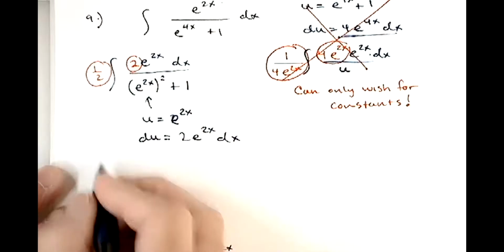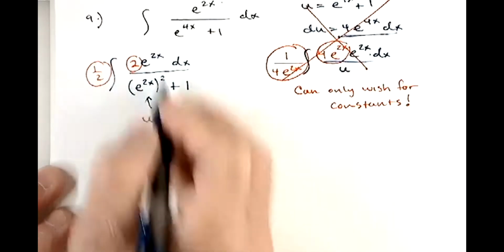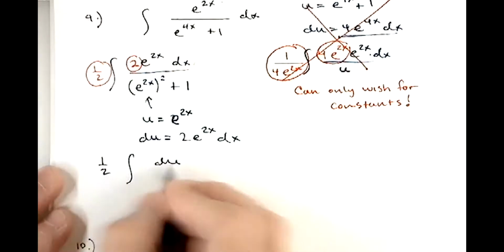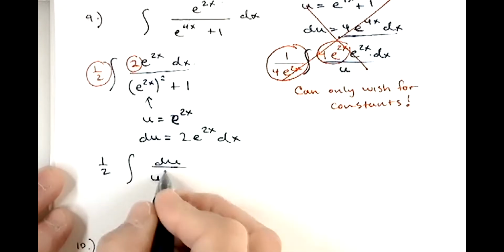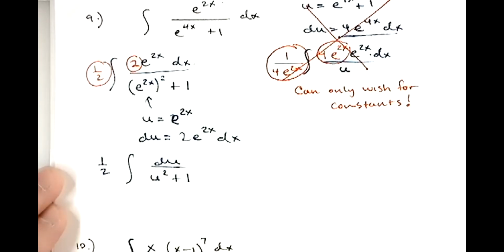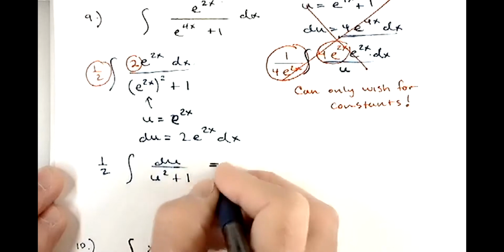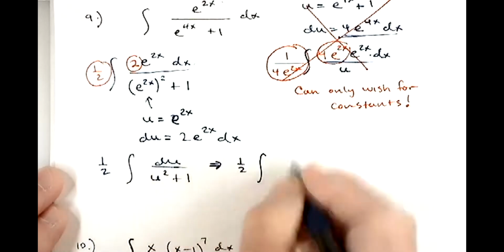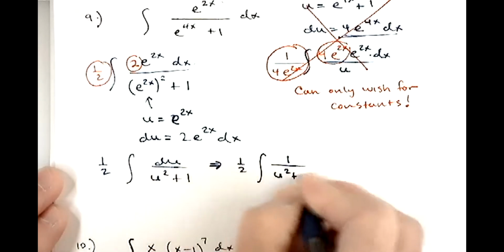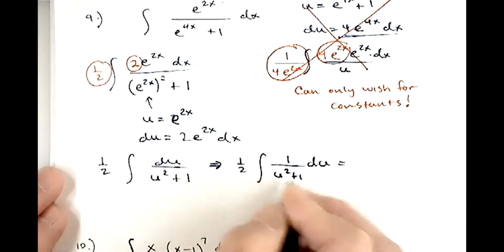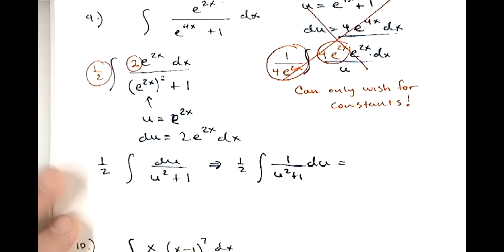All right, so then this turns into 1/2. This is now du. And then what do I have on the bottom? It's u squared plus 1. Do you recall this? Do you spot this one? This is the same if I wrote it like this, 1 over u squared plus 1 du. What's the antiderivative of that?